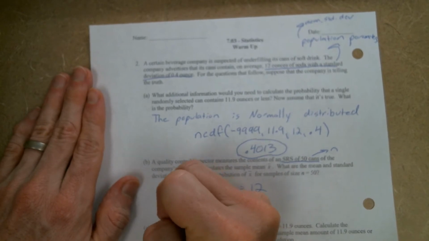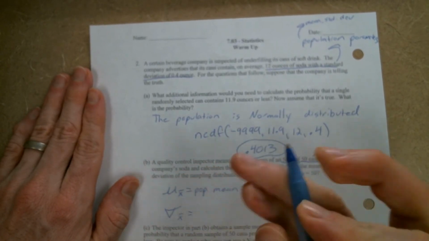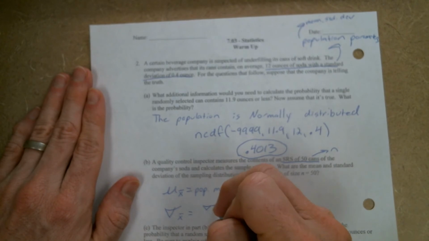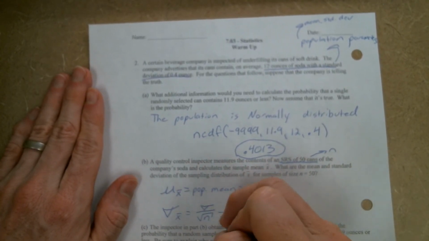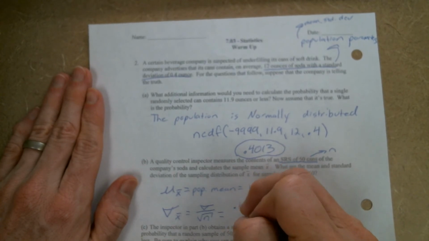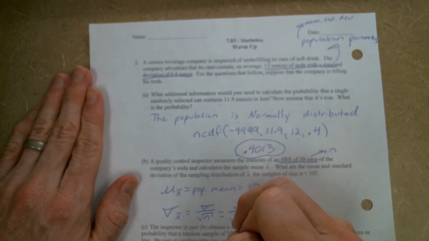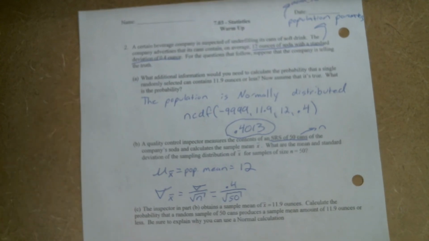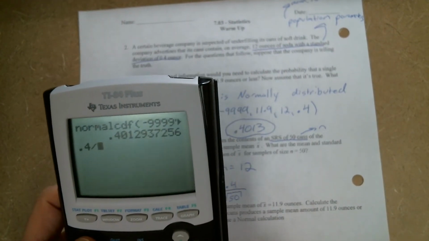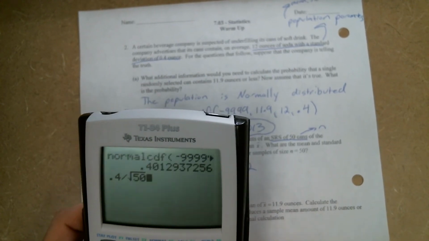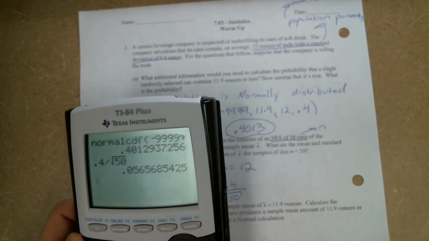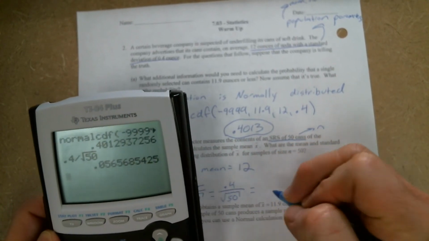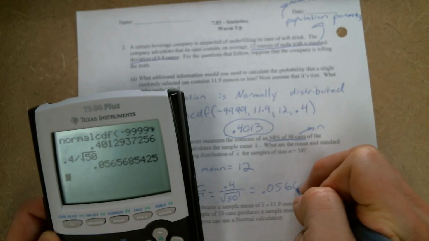Right? The standard deviation of X bar, we have to use our formula, which is the population standard deviation divided by the square root of N. So that leaves us with 0.4 divided by the square root of 50, which if we do that, 0.4 divided by the square root of 50 is 0.0566. So 0.0566.